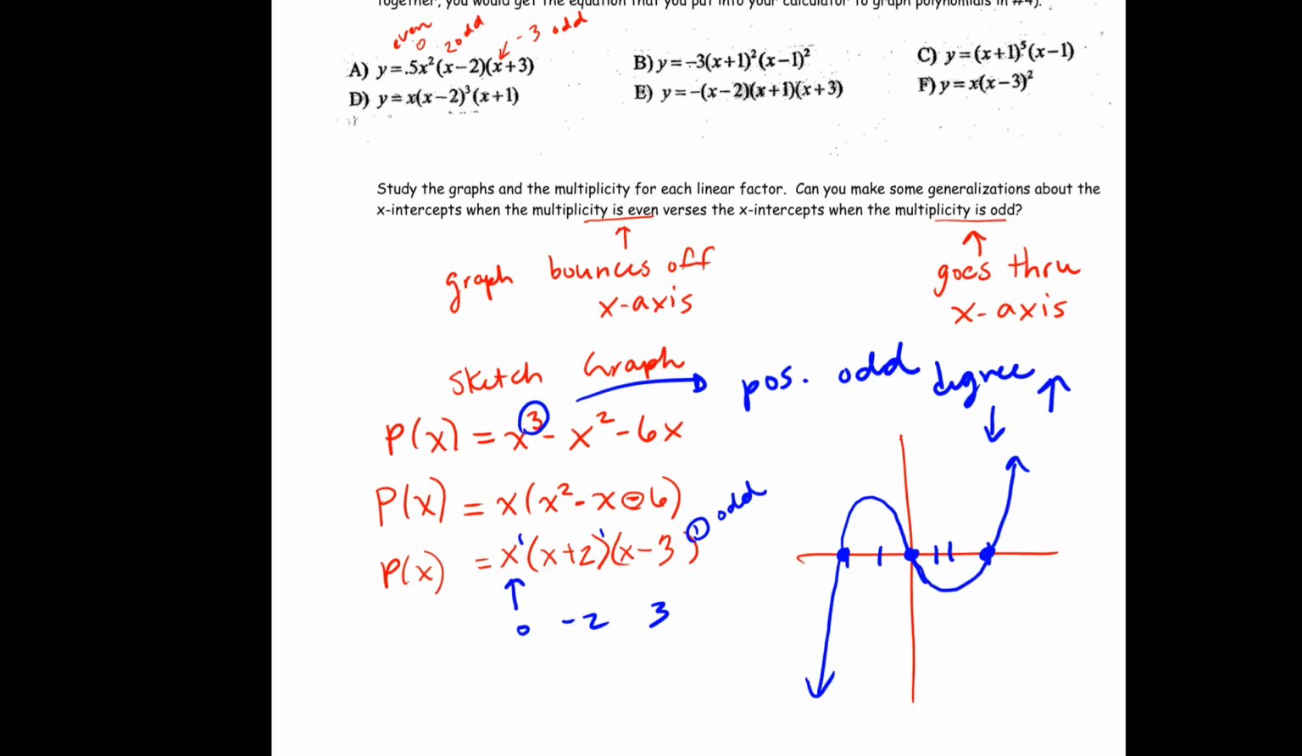The way to know how far, this is a sketch. If I wanted to know exactly how far, I could plug in a number in between these two, like -1, and see what really comes out. But for just a sketch, I just want to see what the shape looks like. Okay?